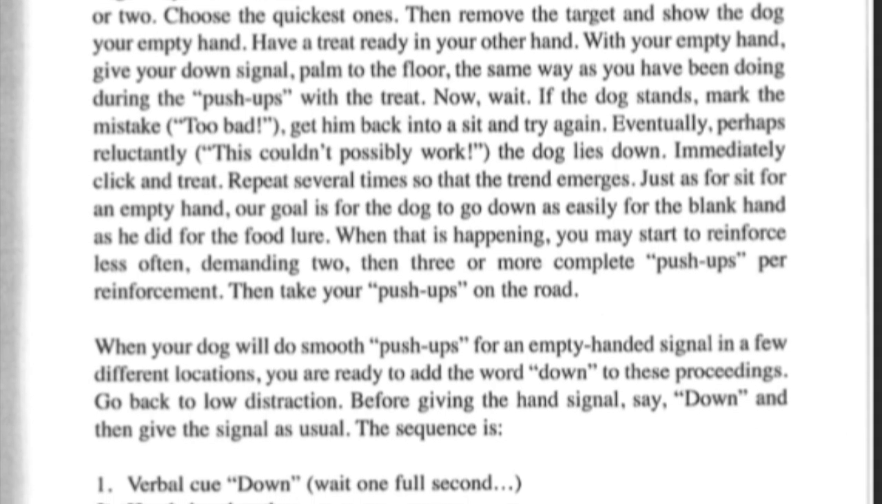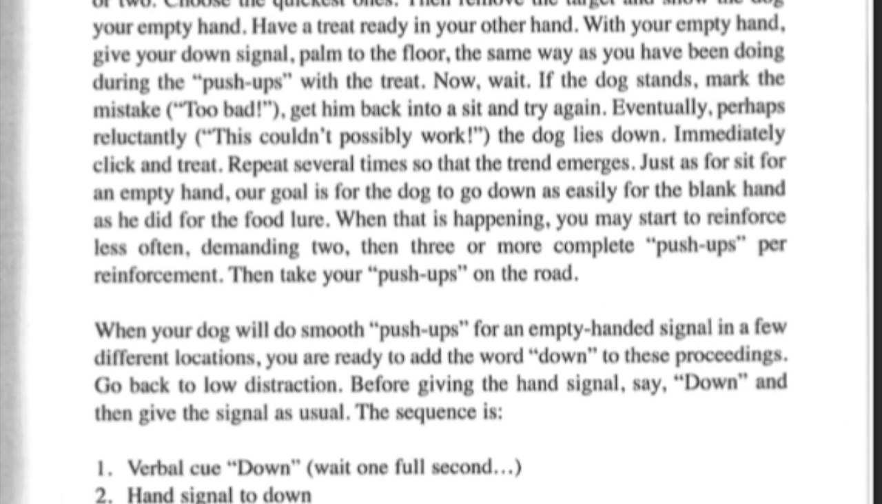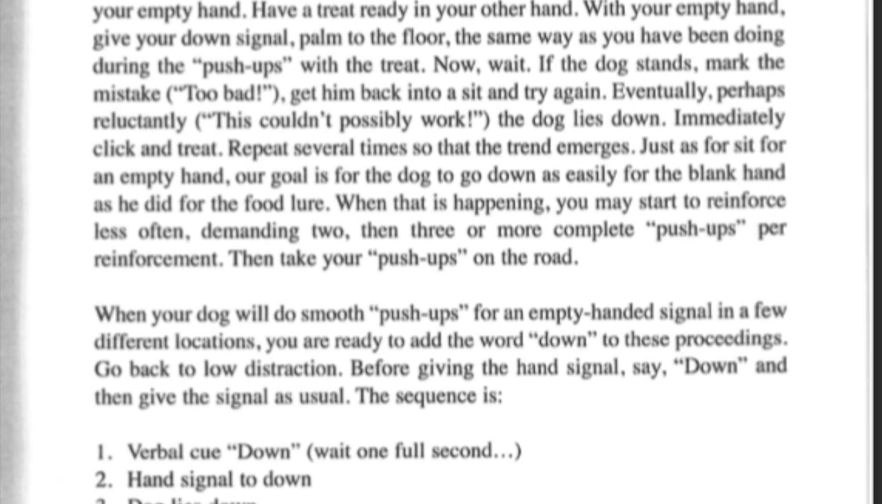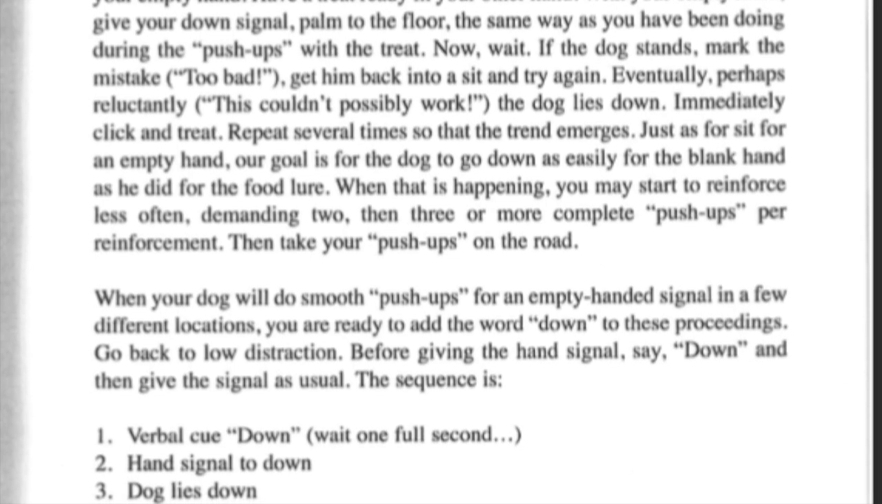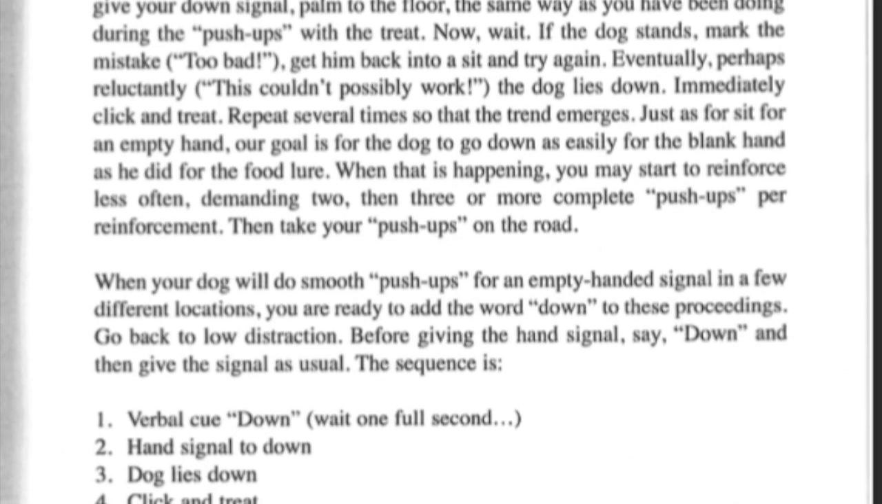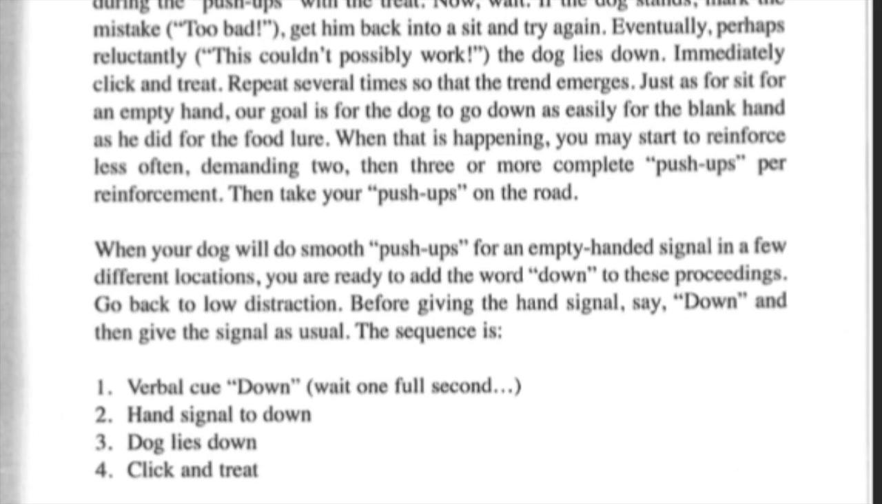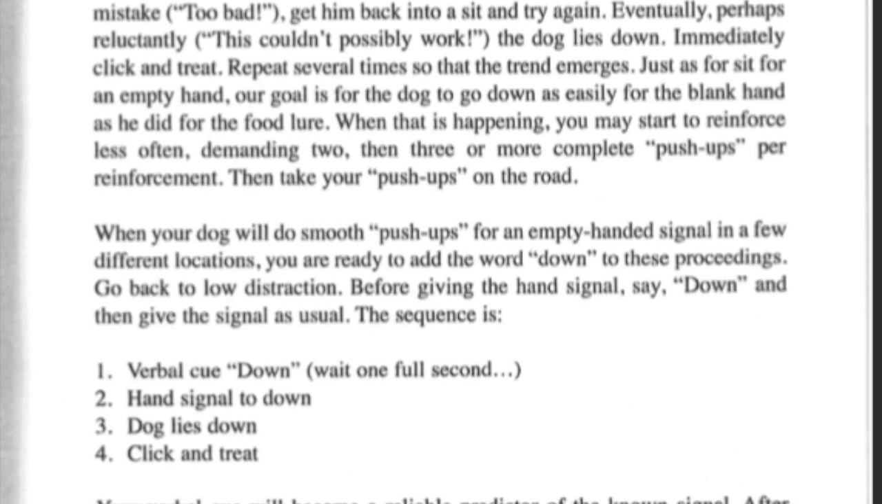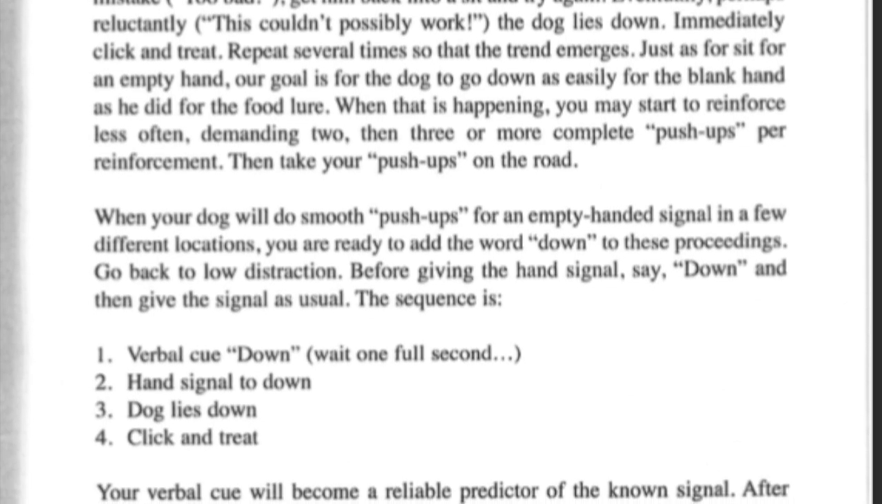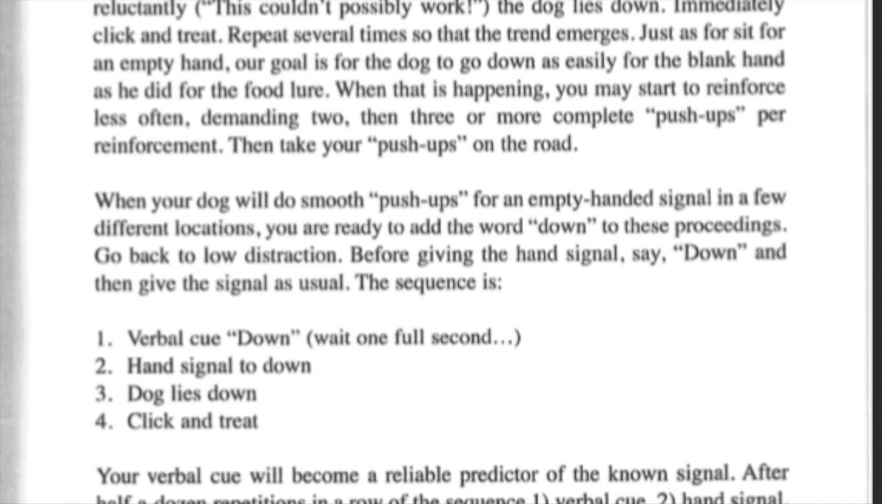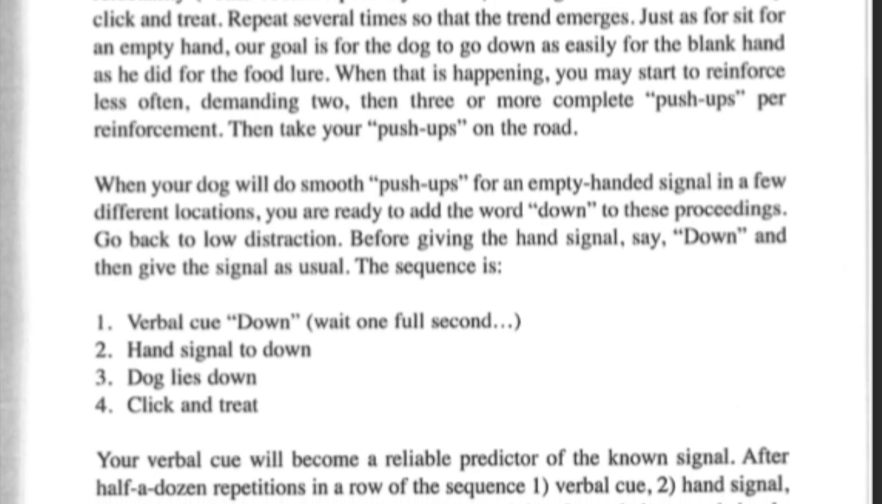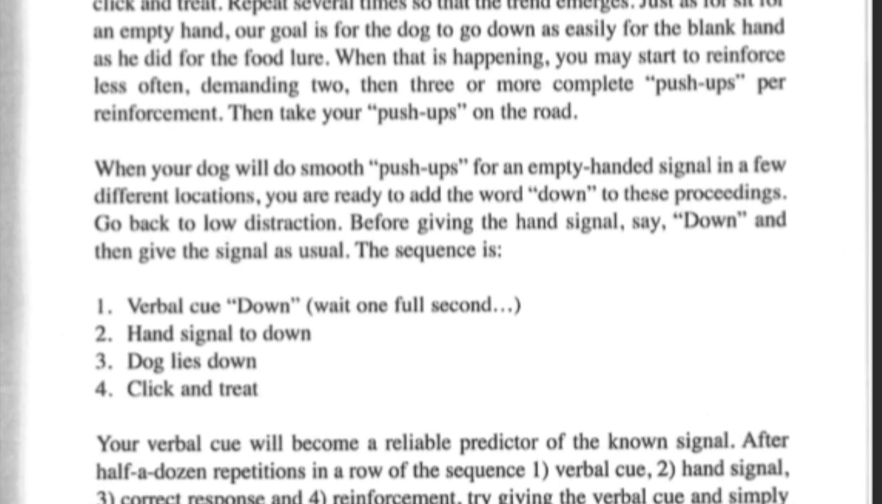When that is happening, you may start to reinforce less often, demanding 2, then 3 or more complete push-ups per reinforcement. Then take your push-ups on the road. When your dog will do smooth push-ups for an empty-handed signal in a few different locations, you are ready to add the word down to these proceedings. Go back to low distraction. Before giving the hand signal, say down and then give the signal as usual.